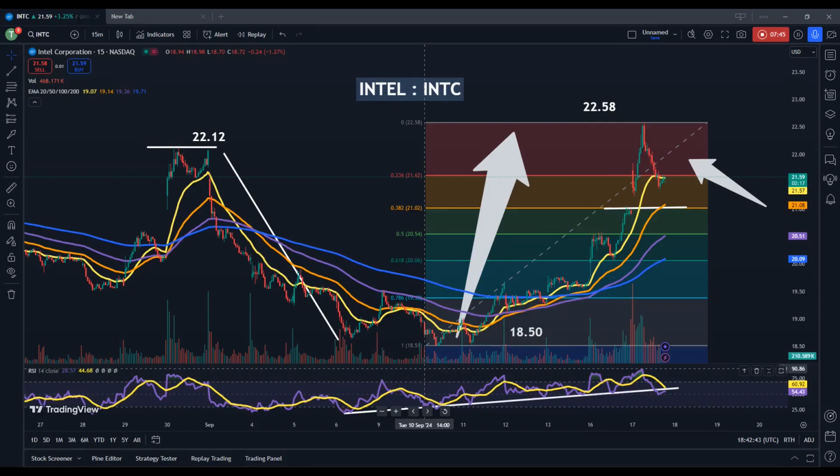So here's the current stock market outlook for Intel Corporation, stock ticker INTC.